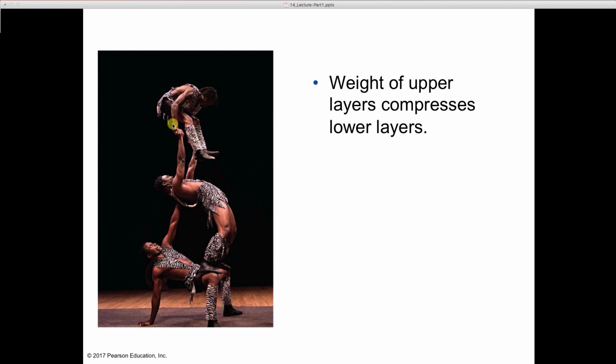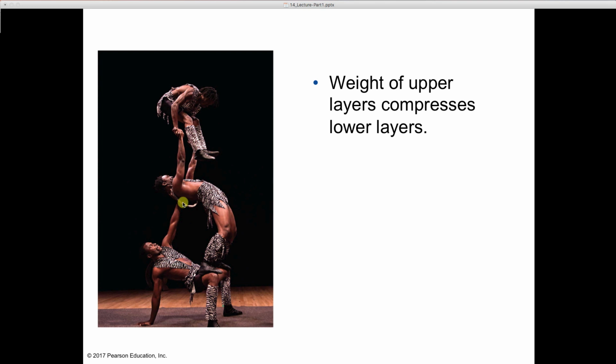So this person up here is like the outside layer of the sun. This person's in the middle, and this person's at the bottom of the sun. The person on the bottom clearly has to support a lot more weight than the person in the middle. The person on the top doesn't have to support anything, it just sits there. And so there's a gravitational force pulling down on the different layers of these people, or the different layers of the sun. And then these layers have to be pushing upward to support those layers on top.